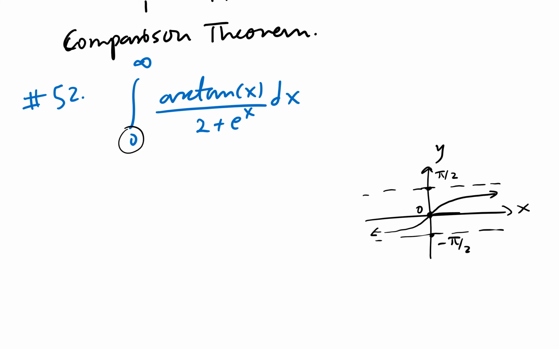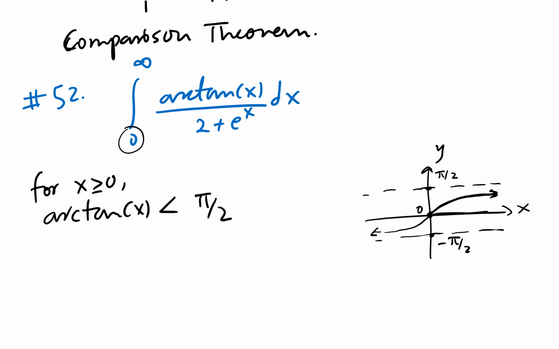So from 0 on, you can say for x bigger than or equal to 0, arctan of x is always less than pi over 2. I'm trying to create an inequality somehow. Now pi over 2 is like 1 point something, so you can say it's less than 2 if you want to clean up the pi over 2. But that doesn't mean you cannot continue with pi over 2. It's fine.